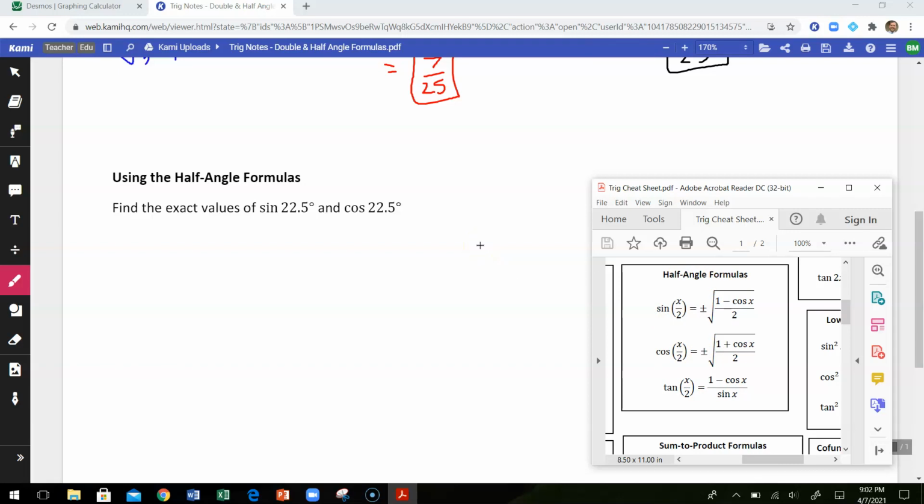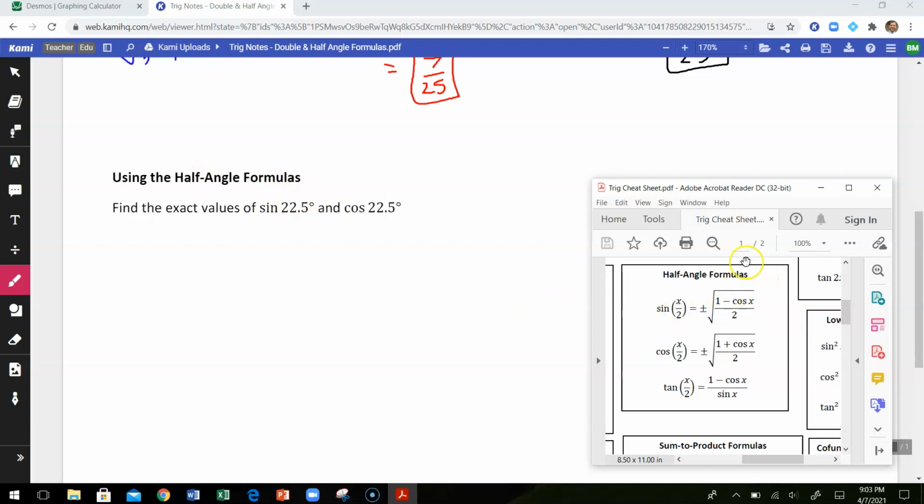Find the exact values of the sine of 22.5 and the cosine of 22.5. So when I want to find the sine of 22.5, I want to think of 22.5 as being half of some other angle that is a unit circle angle. So 22.5 is half of 45. So if you think about using this formula here, if we plug in 45 for x, then sine of 45 over 2, that's doing the sine of 22.5.